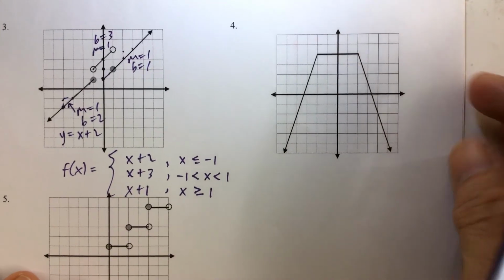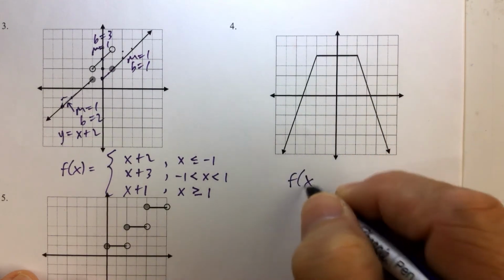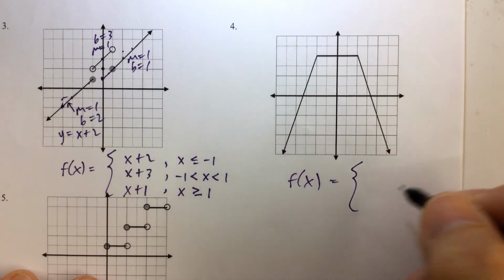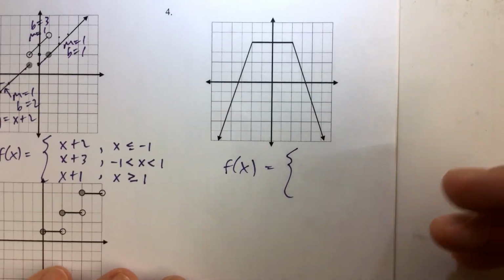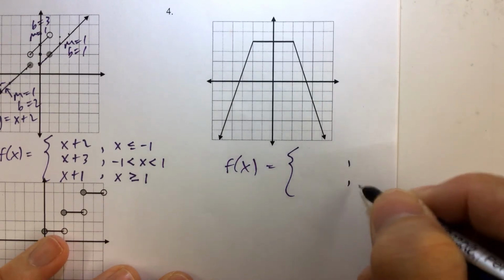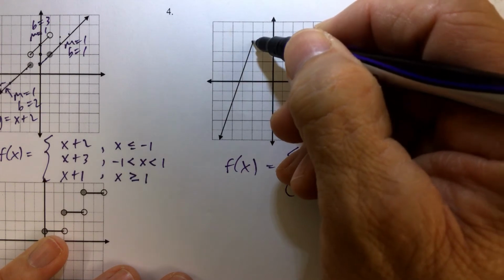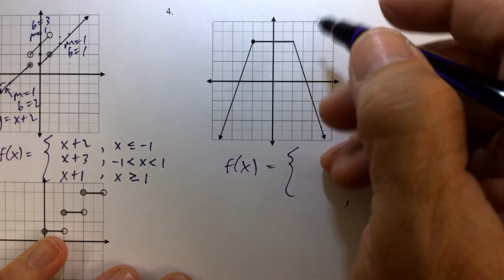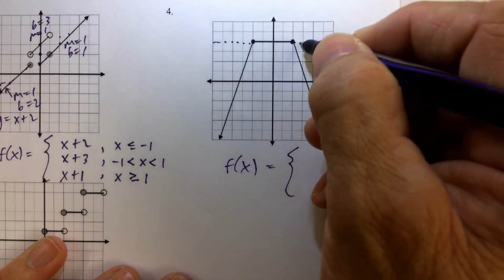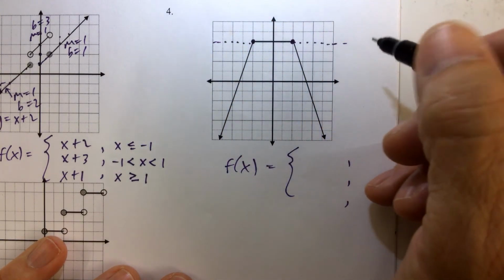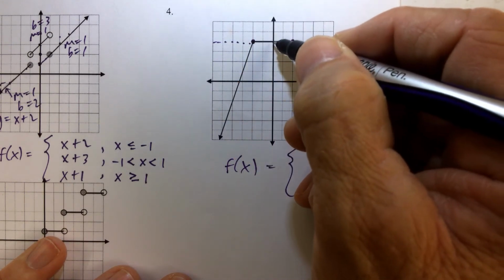Let's see if I can get another one in here. Again, we can see we have 1, 2, 3 pieces for number 4. So f of x equals, again, we want to identify our domain restrictions, so we're going to put 3 commas there. The domain restrictions for this first piece, remember, now we have dots like we did in problem number 1.